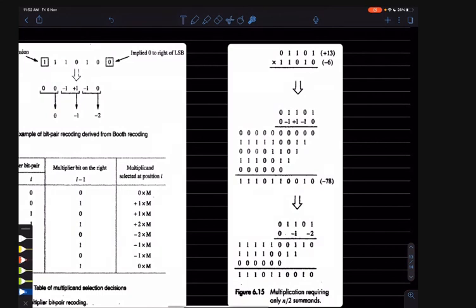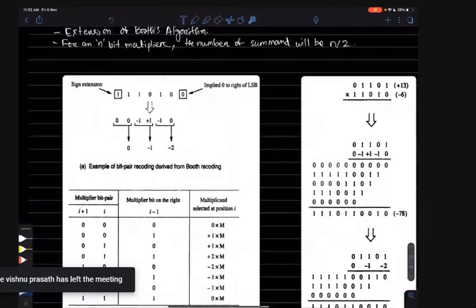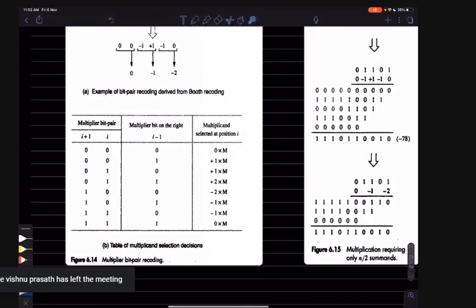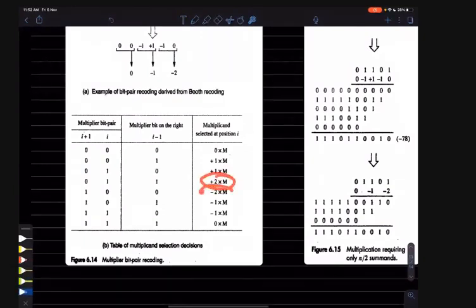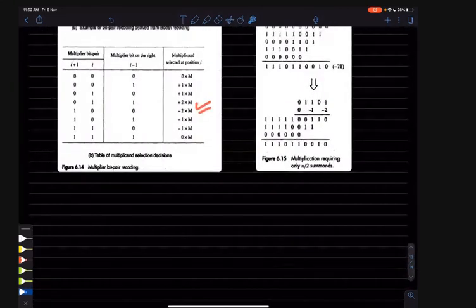Okay, so that's bit pair recoding. But you might be thinking, what is now +2 and -2 m? 0 is okay, 1 is 1 into m, -1 m is the 2's complement of m. Then what is +2m and -2m? We will see this in the next class, because I have not yet written that example.